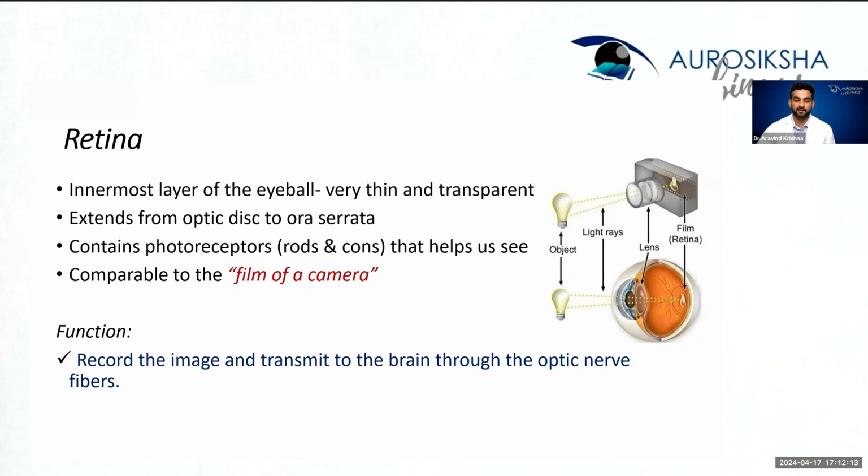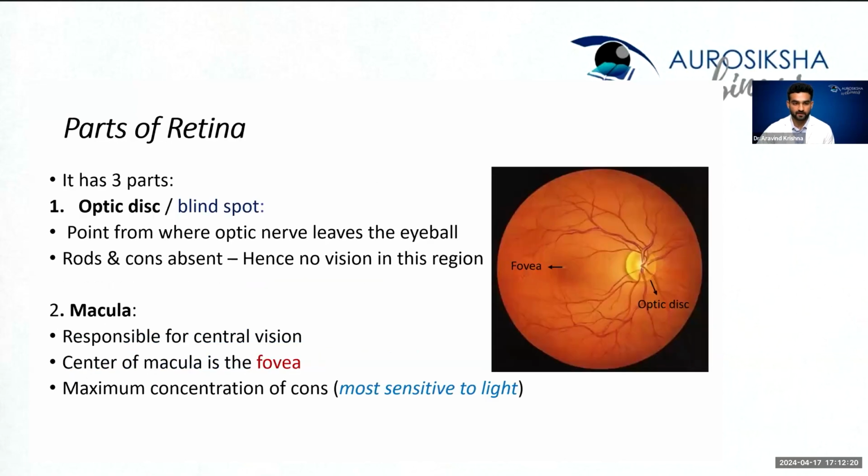The functions of the retina are it records the image and transmits it to the brain through the optic nerve fibers. So what are the parts of the retina? It has three parts. It has an optic disc, which is otherwise called the blind spot, a point from where the optic nerve leaves the eyeball. Rods and cones are actually absent in this place, hence no vision. That's why this part is called the blind spot.